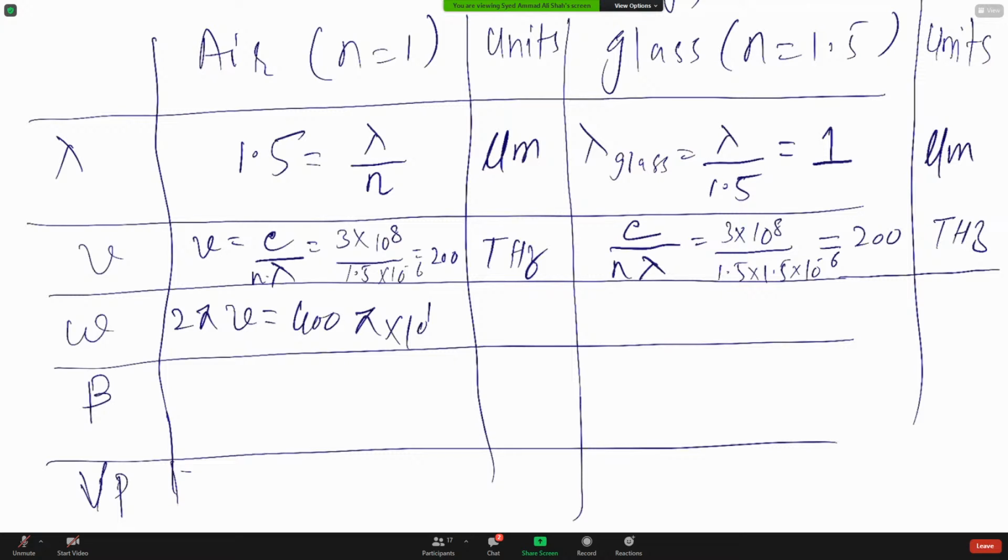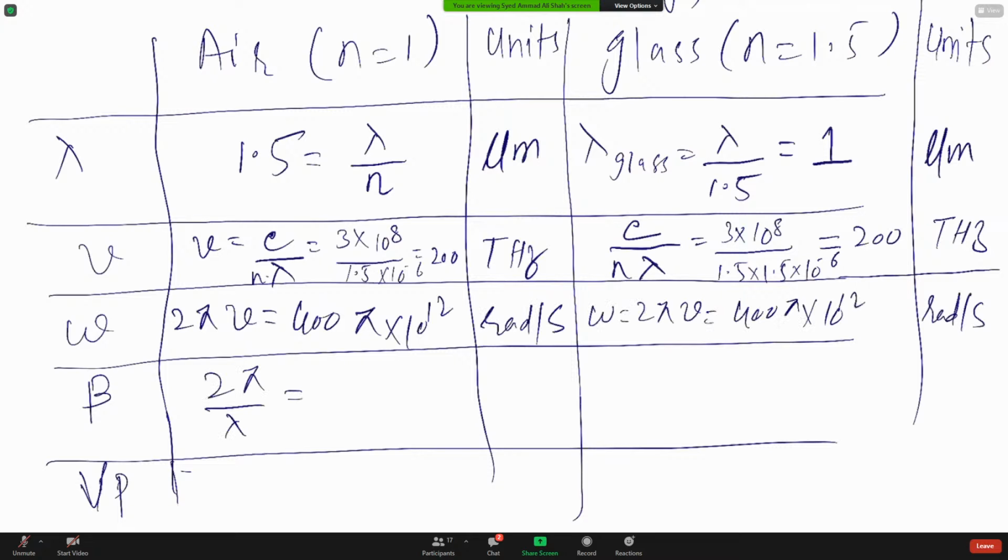Okay. So 2 pi over lambda, let's say that's your beta naught. You will get 4 pi over 3 into 10 to the raised power 6 per meter. So see, now I'm not writing micro with it, or mega with it, or anything, just per meter. Okay, in terms of glass, your beta glass is your refractive index of glass multiplied by your beta naught.